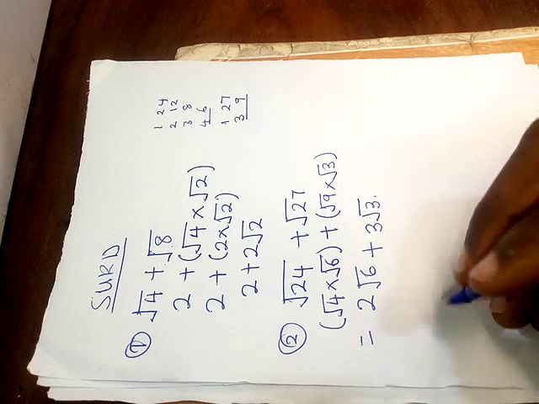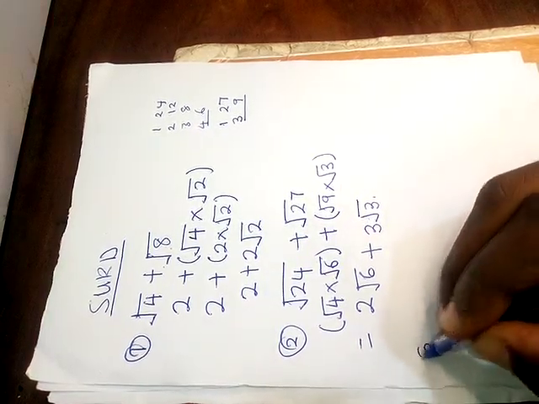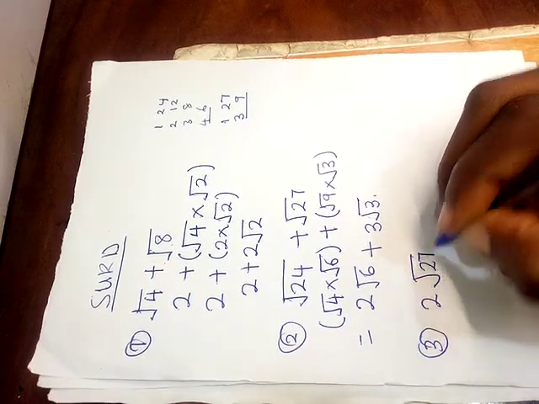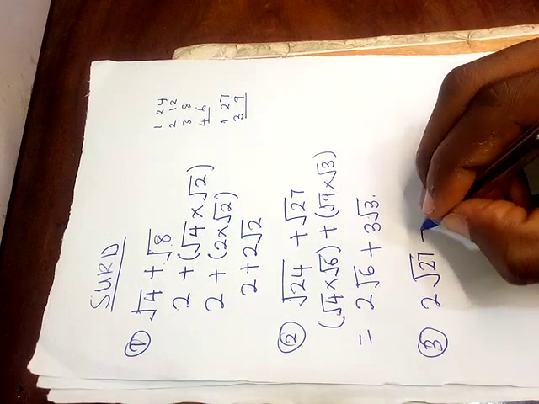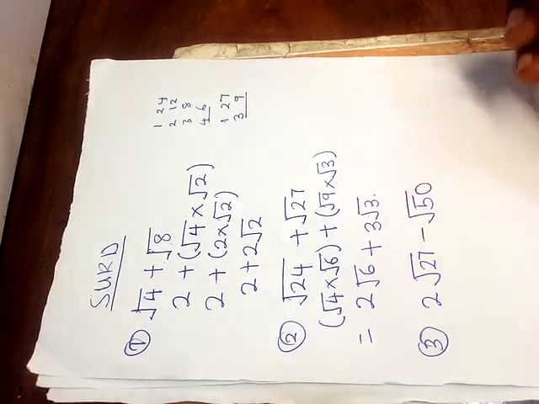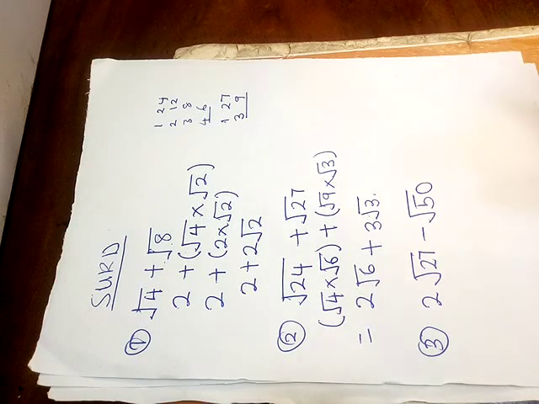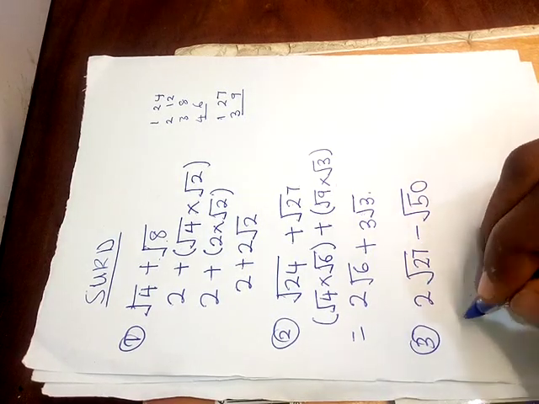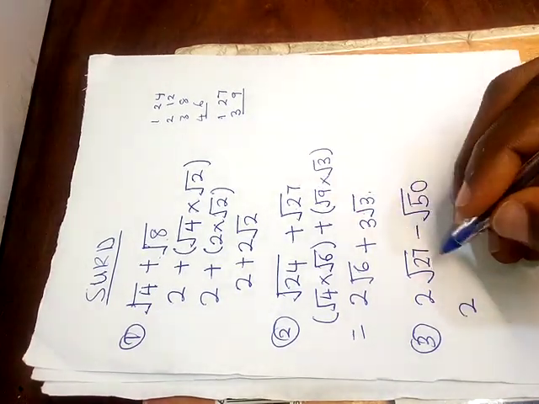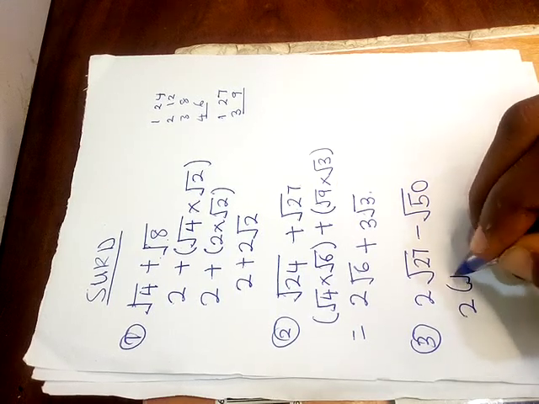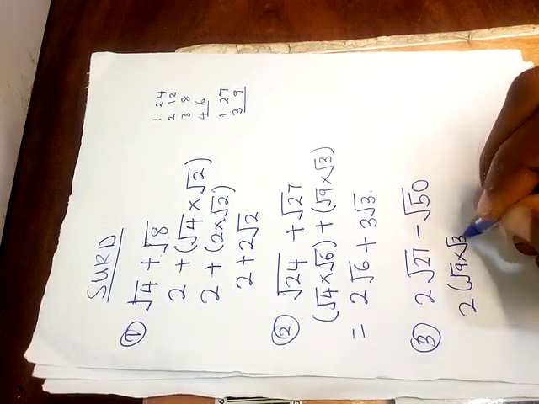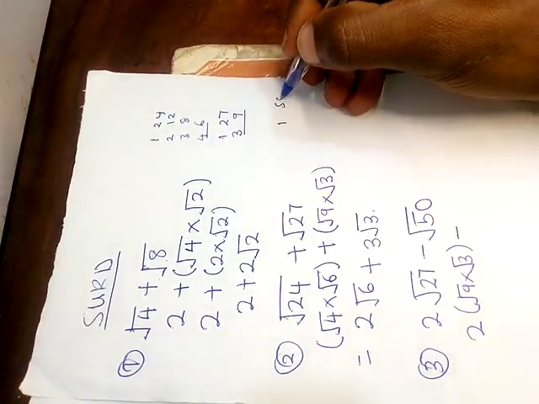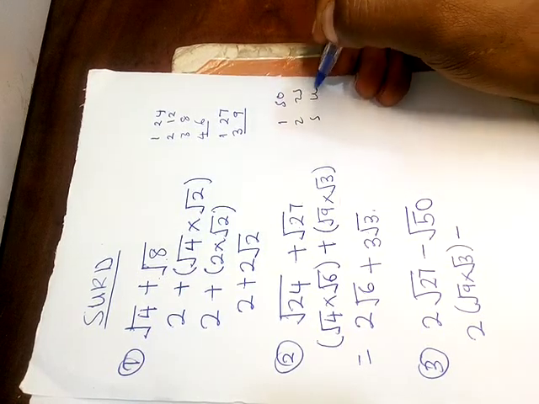Let's pick a third question. We have 2 root of 27 minus root 50. This is very simple. Now remember, we've already done square root of 27 here. So we maintain our 2, and our square root of 27, we had square root of 9 times square root of 3. Then when it comes to 50, the factors are 1 and 50, 2 and 25, 5 and 10.